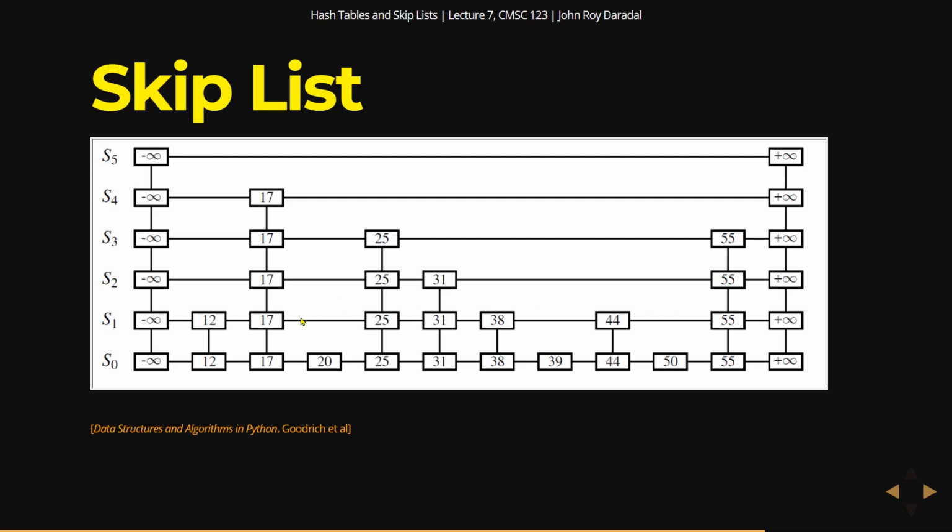Okay, and another thing you'll notice is that the last list here only contains negative infinity and positive infinity, so it doesn't contain any of the keys. Okay, so that's how the skip list looks, and you'll notice each node is connected to the previous node, the next node, and then above and below.